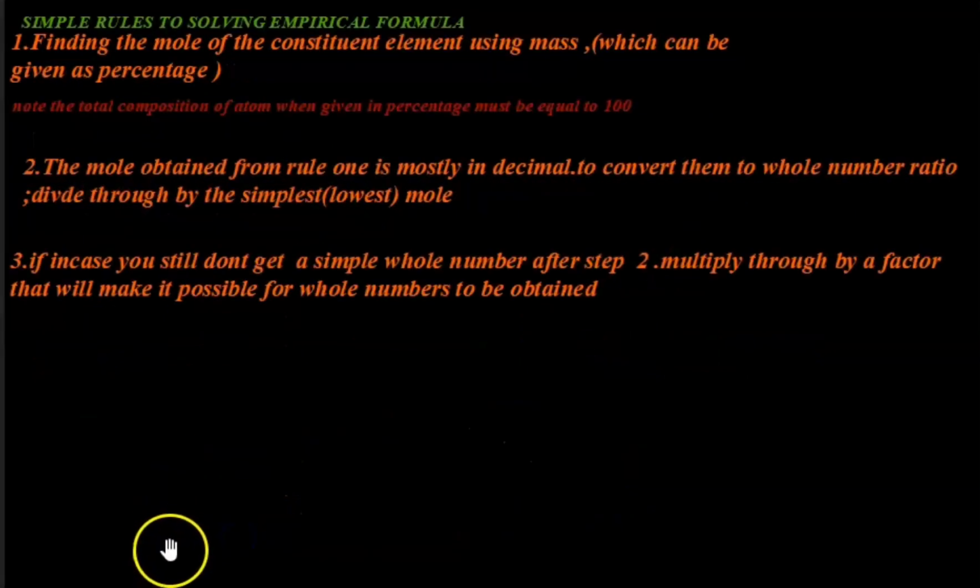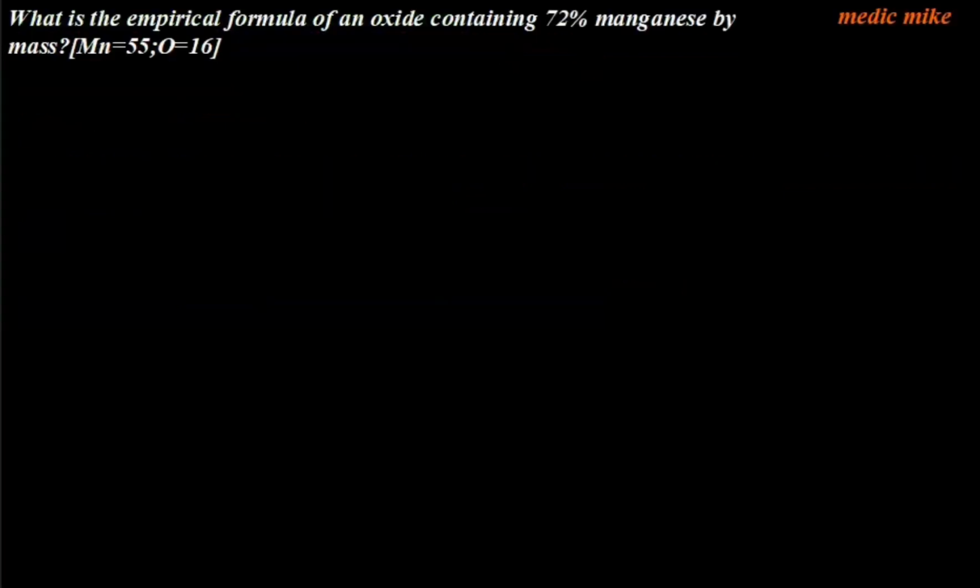So we have some laid out rules over here which we'll be using to solve our empirical formula. These 3 major rules are the rules you need to know to solve any question on empirical formula you come across at all. As we get ourselves familiarized with these rules, we are going to be solving a question along so we can assimilate better. So this is the question: what is the empirical formula of an oxide containing 72% of manganese by mass?